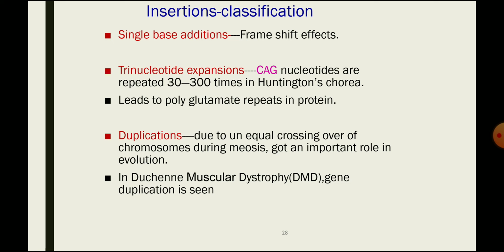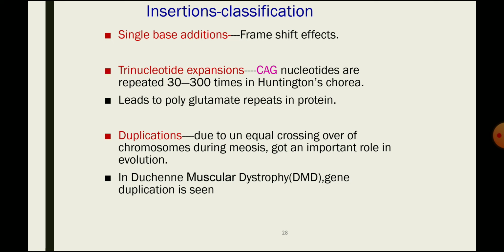That is frameshift mutation with insertion of trinucleotide expansion. This leads to polyglutamate repeats in the protein. So this CAG may be the glutamate residue, and so there may be polyglutamic acids in these proteins.